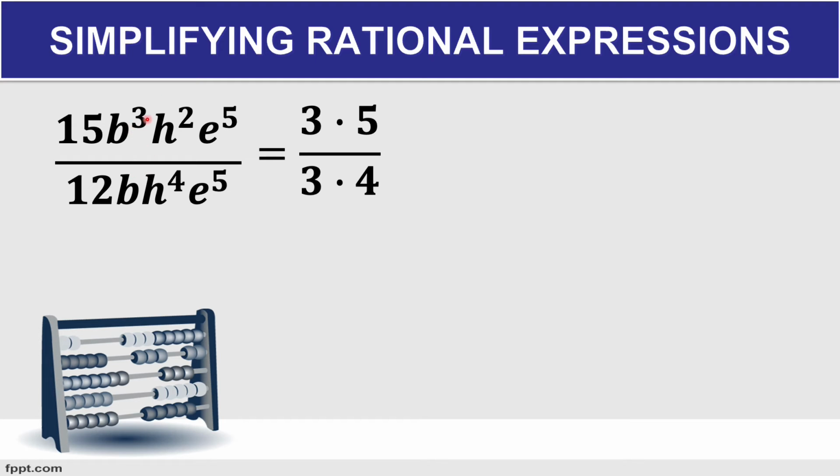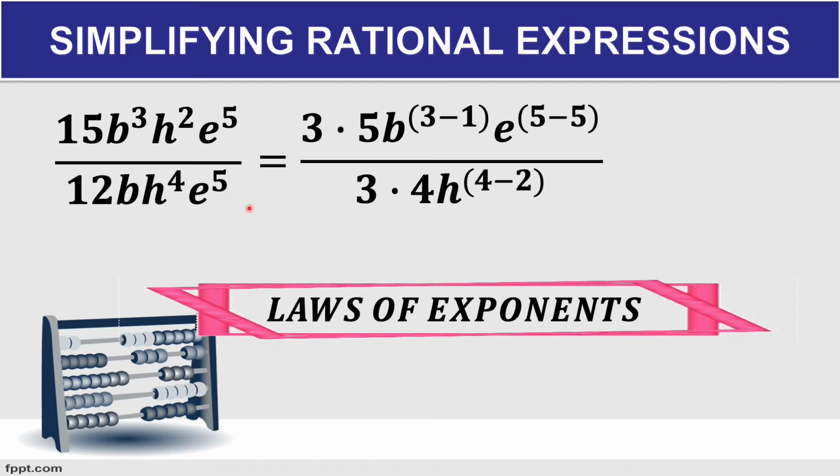So, b cubed is b, ito, 3 minus 1. Ito yan. b raised to 3 minus 1. Saan galing yung 1 na to? Dito po yan sa exponent natin sa denominator kasi merong 1 doon. Okay? Next. H natin. 4 minus 2.